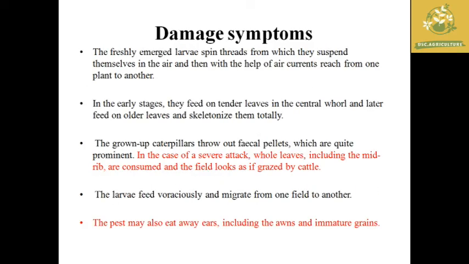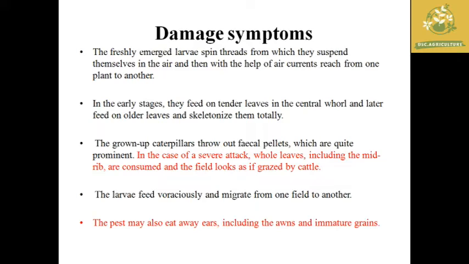And the damage symptoms are that these larvae suspend themselves in the air and, with the help of air currents, reach from one plant to another. They feed on the tender leaves in the central whorl, and the later larvae feed on the old leaves and skeletonize them totally.